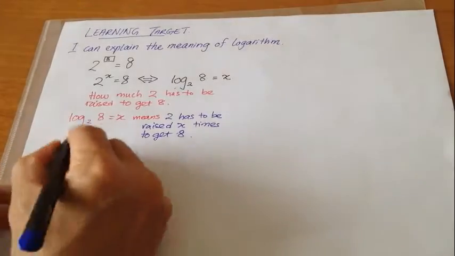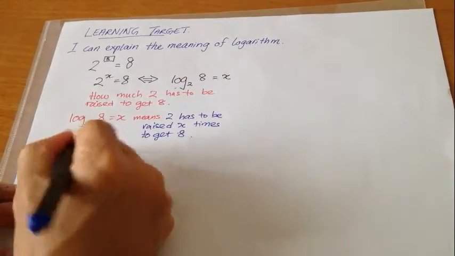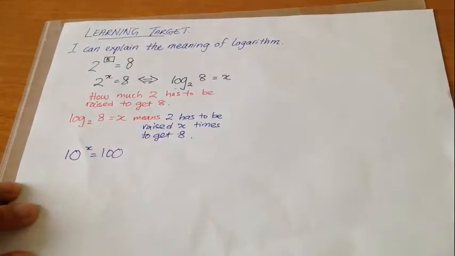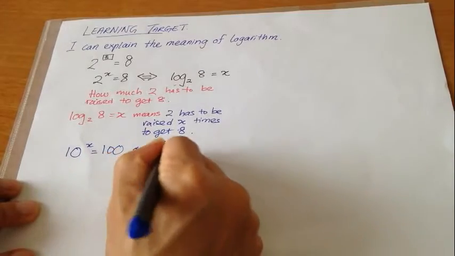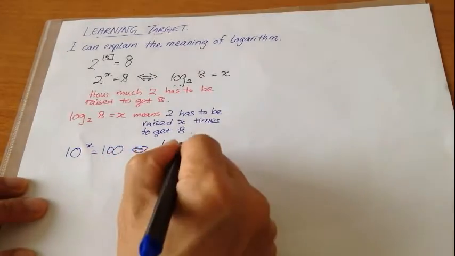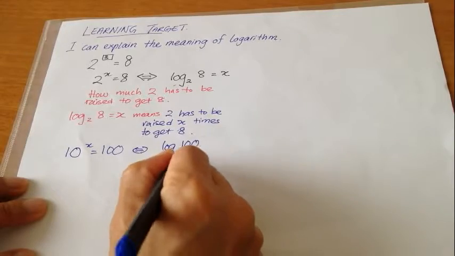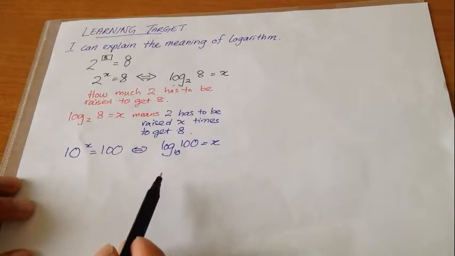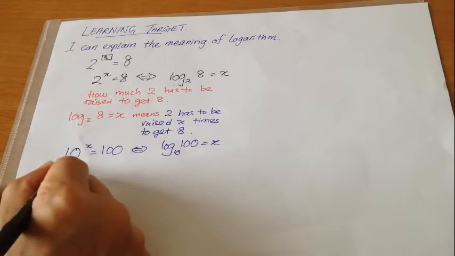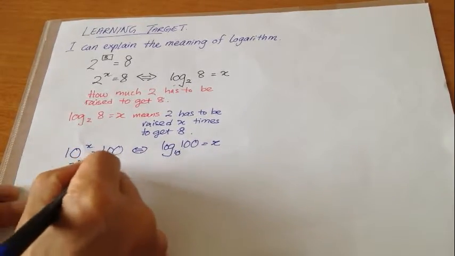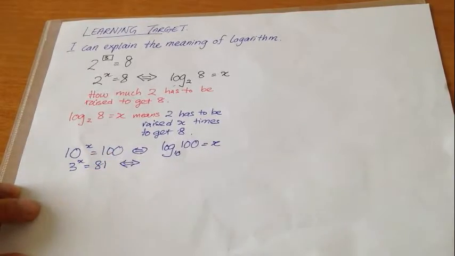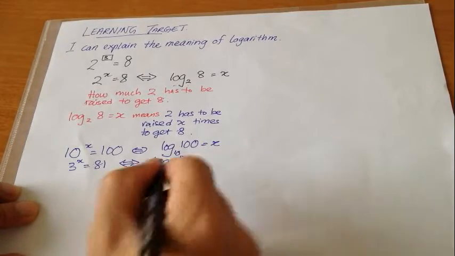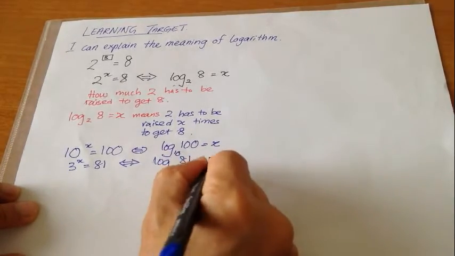Similarly, we could ask this question. 10^x = 100 is the same as logarithm 100 base 10 is equal to x. Similarly, 3^x = 81 is equivalent to saying logarithm 81 base 3 is equal to x.